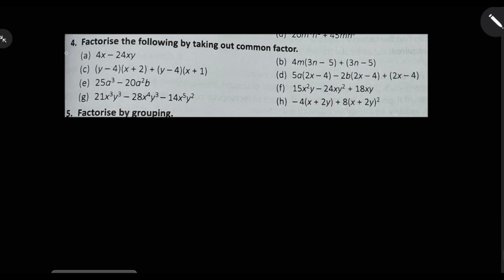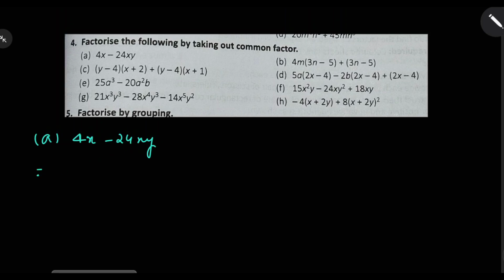So our next question is saying: factorize the following by taking out common factors. So we have to factorize. See question number A. Question number A is saying 4x minus 24xy.